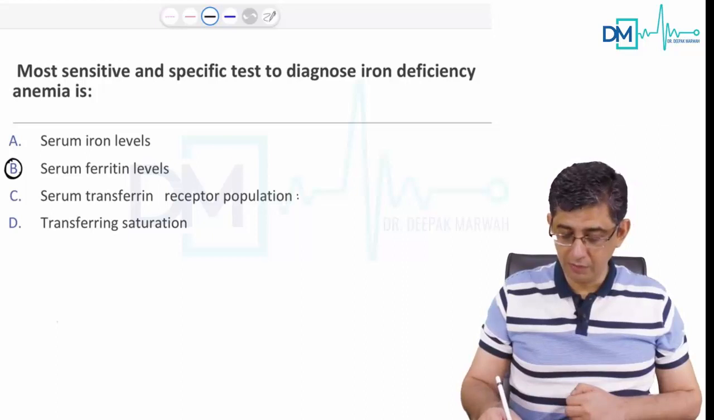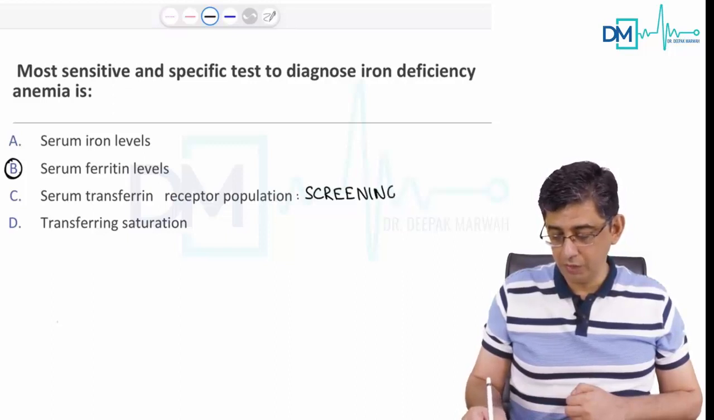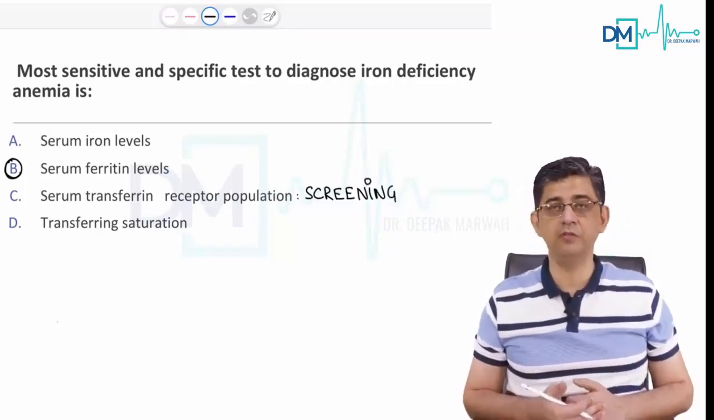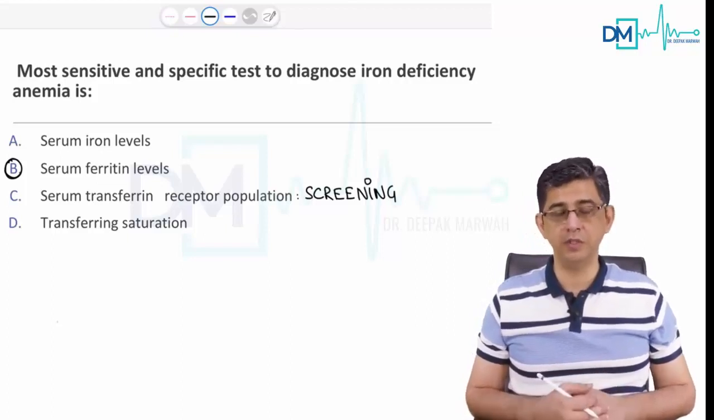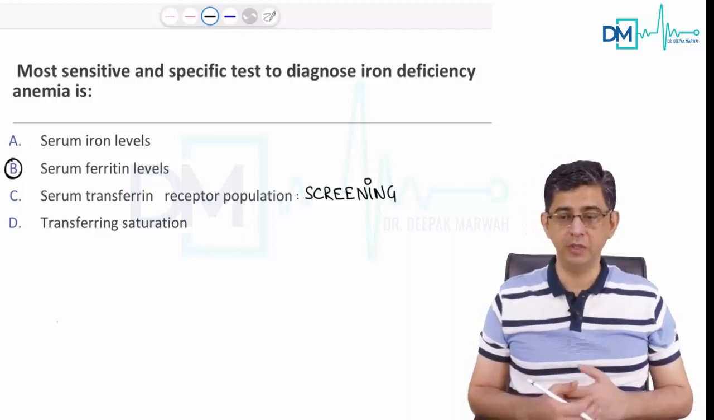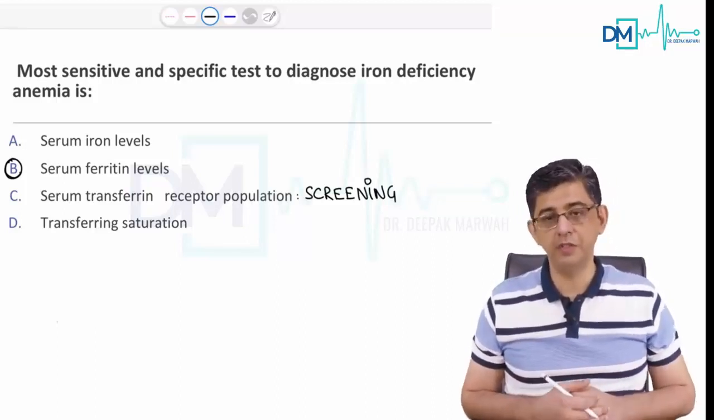If the question says, for early identification of iron deficiency anemia in the initial phase of the illness, what test would you like to do? We can go in for a serum transferrin receptor assay. This value would definitely be raised. Why? Because of the compensation. The body will try to absorb more iron. It will try to basically assimilate more iron to take care of the deficit which is present in the body of the patient.